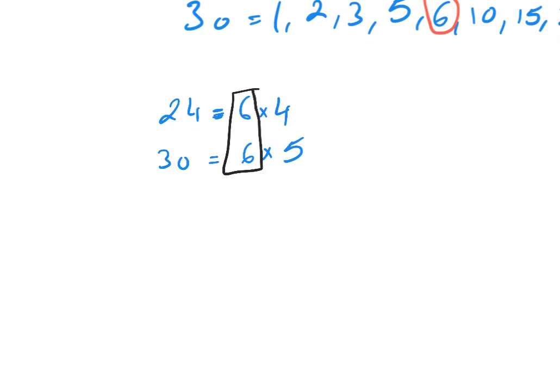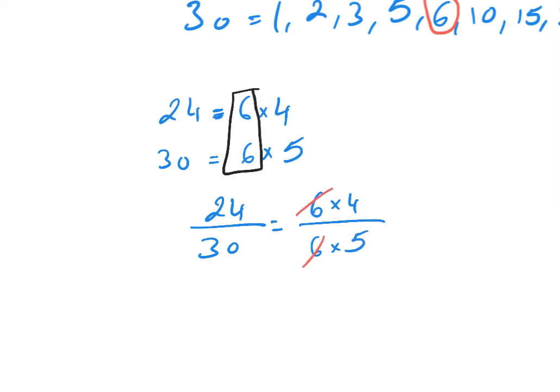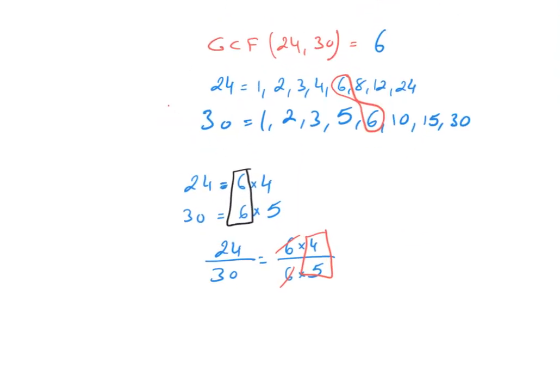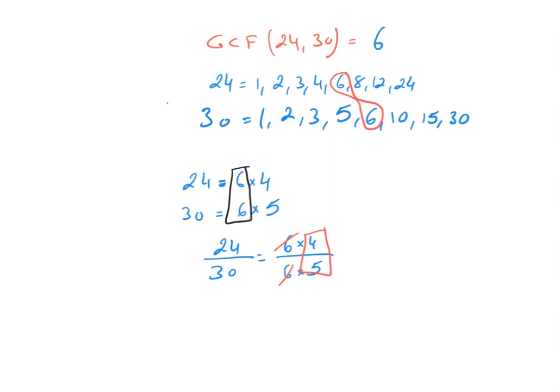Again, we can use this if we have a fraction and want to reduce it. Let's suppose I have 24 over 30 and you want to simplify this fraction. It's going to be 6 times 4 over 6 times 5, and we can just cancel the 6 and 6, and we're going to have 4 over 5. That's going to be our answer. So the greatest common factor between 24 and 30 is going to be 6. I'll see you in the next video.